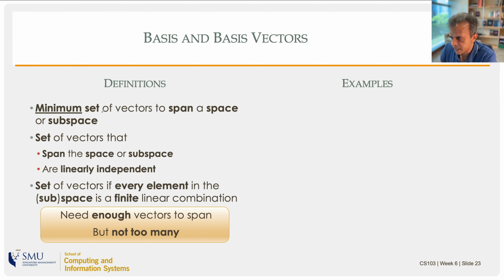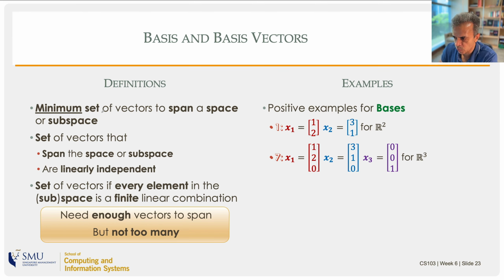So let's take some examples. In our very first example, we had a red vector (1, 2) and a blue vector (3, 1). They were in R2 and I have two vectors here. Are they linearly independent? They are, and they will span all of R2. So you need two vectors in R2. You don't need any more than two. You need them to be linearly independent.